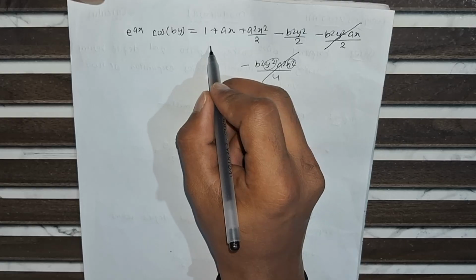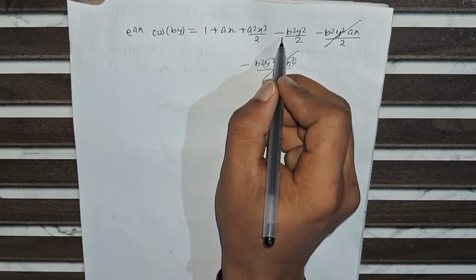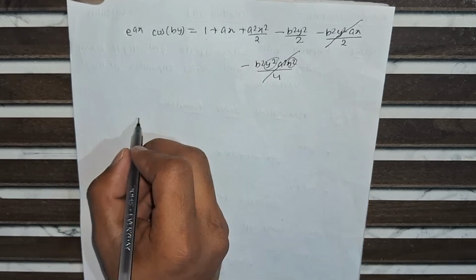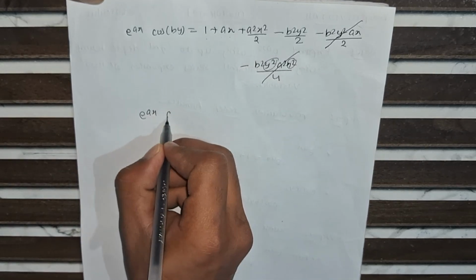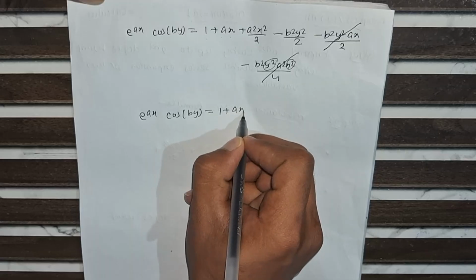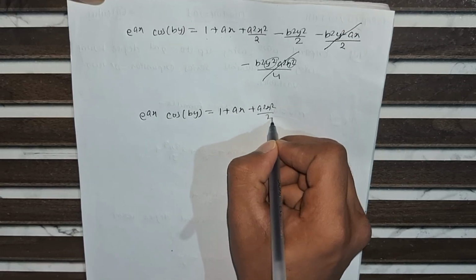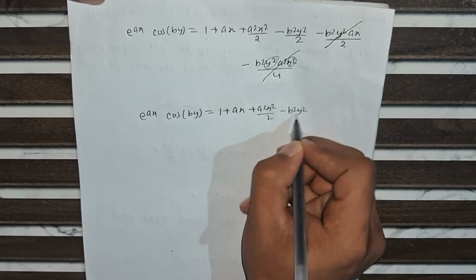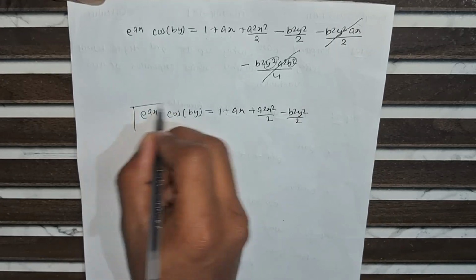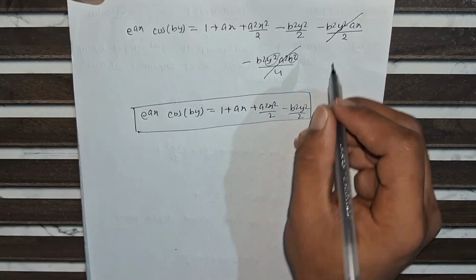Now what is the remaining? This is 1 plus ax plus a square x square by 2 factorial minus b square y square by 2. So e to the power ax cos by equals 1 plus ax plus a square x square by 2 minus b square y square by 2. This is our final expansion up to second degree.